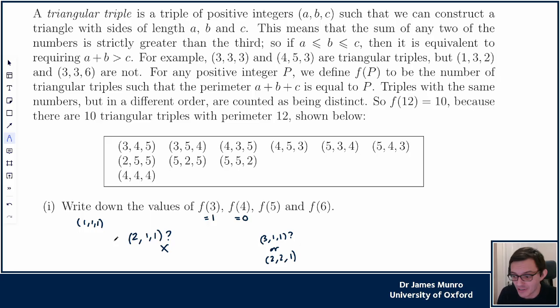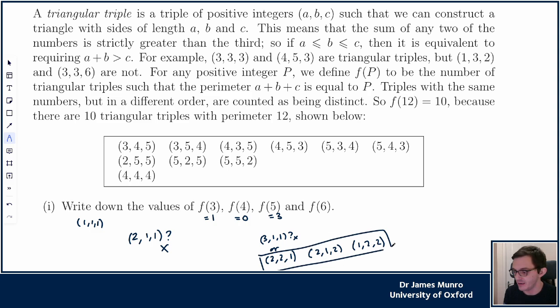Anyway, that 3, 1, 1 is not a triangle. 2, 2, 1 is a triangle, that's fine. The sum of the two smallest sides, 2 plus 1 is 3, that's bigger than 2, so we're fine. That's an isosceles triangle. There are then a couple more other possibilities that we should write down. Because remember, these count as distinct if we're listing them in the different orders. So f of 5 is 3. There are these 3 things in this box down here, and that means that the value of f is 3.